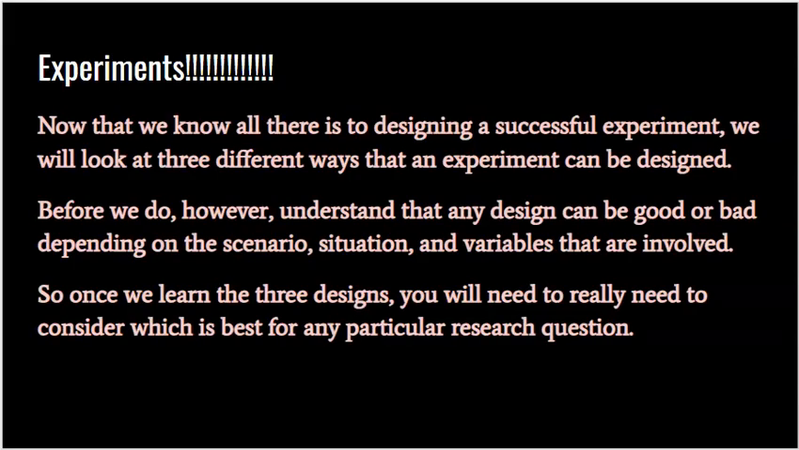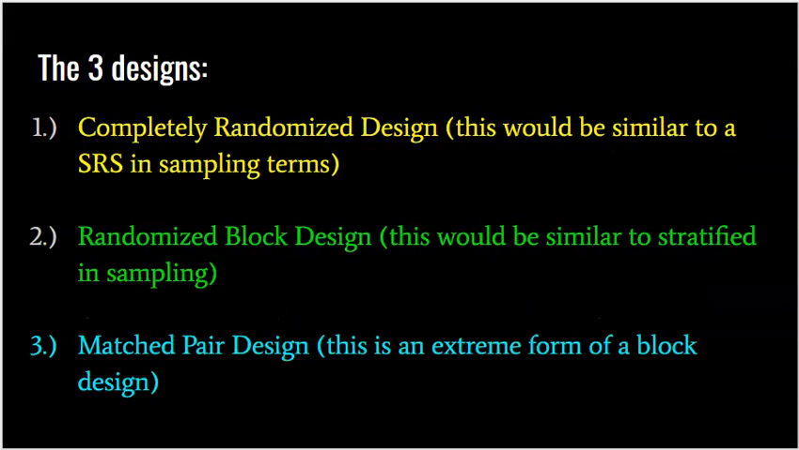All right, we've learned an awful lot about experiments so far. Now that we know all there is to designing a successful experiment, we will look at 3 different ways an experiment can be designed. But before we do, understand that any design can be good or bad depending on the scenario, situation, and variables that are involved. So once we learn the 3 designs, you will really need to consider which is best for any particular research question. All right, so let's do a quick overview of the 3 designs.